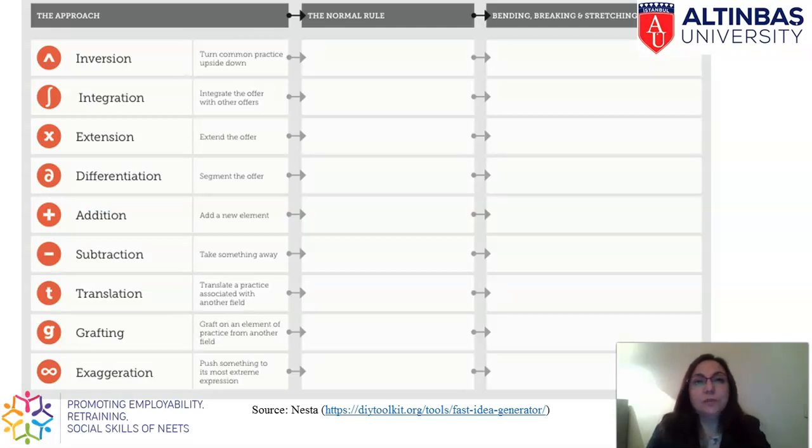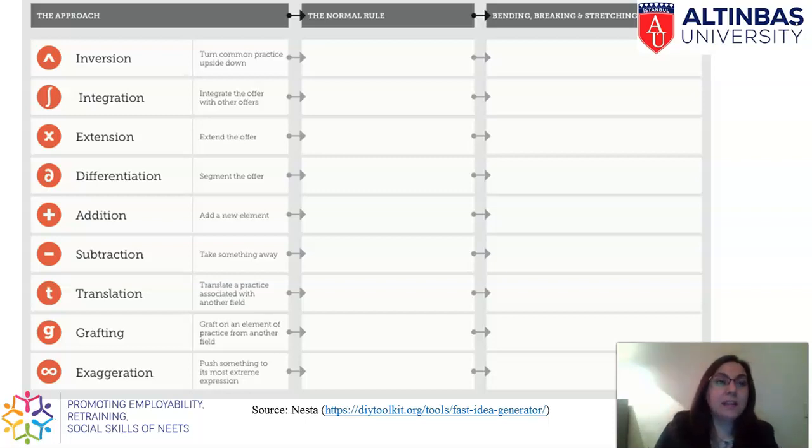So this is the tool that we have, the Fast Idea Generator tool. It's actually part of a toolkit which has been developed by Nesta. It's called the Do-It-Yourself Toolkit or the DIY Toolkit. And the link to this toolkit is provided on this slide. Please visit that toolkit and see what other tools you can have on becoming more creative and more innovative.